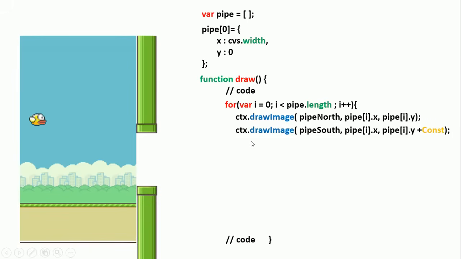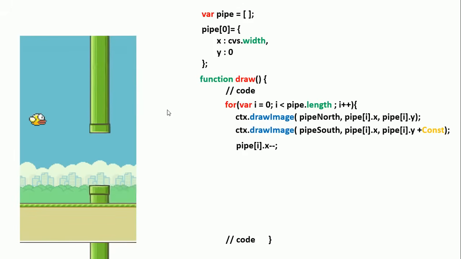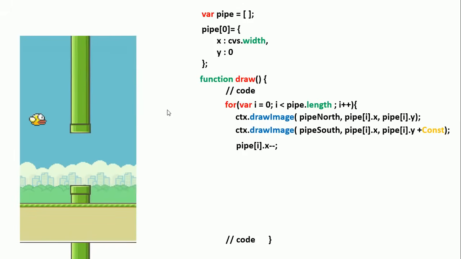Now to move our pipes, we will say pipe[i].x--. So our pipe here will go from the right to the left, just like this. And now this is our canvas width. This is, for example, 188 pixels.